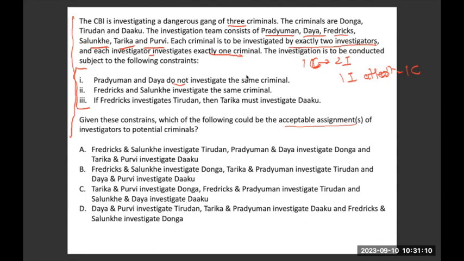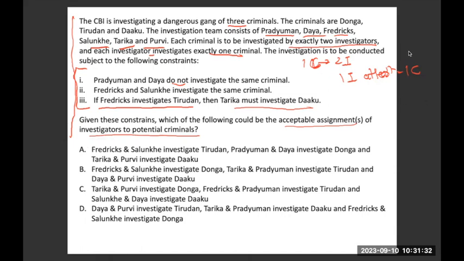If Frederick investigates Tridun, then Tarika will have to investigate Daku. This is another condition provided. You're given these constraints. Which of the following are the acceptable assignments of the investigators to potential criminals?